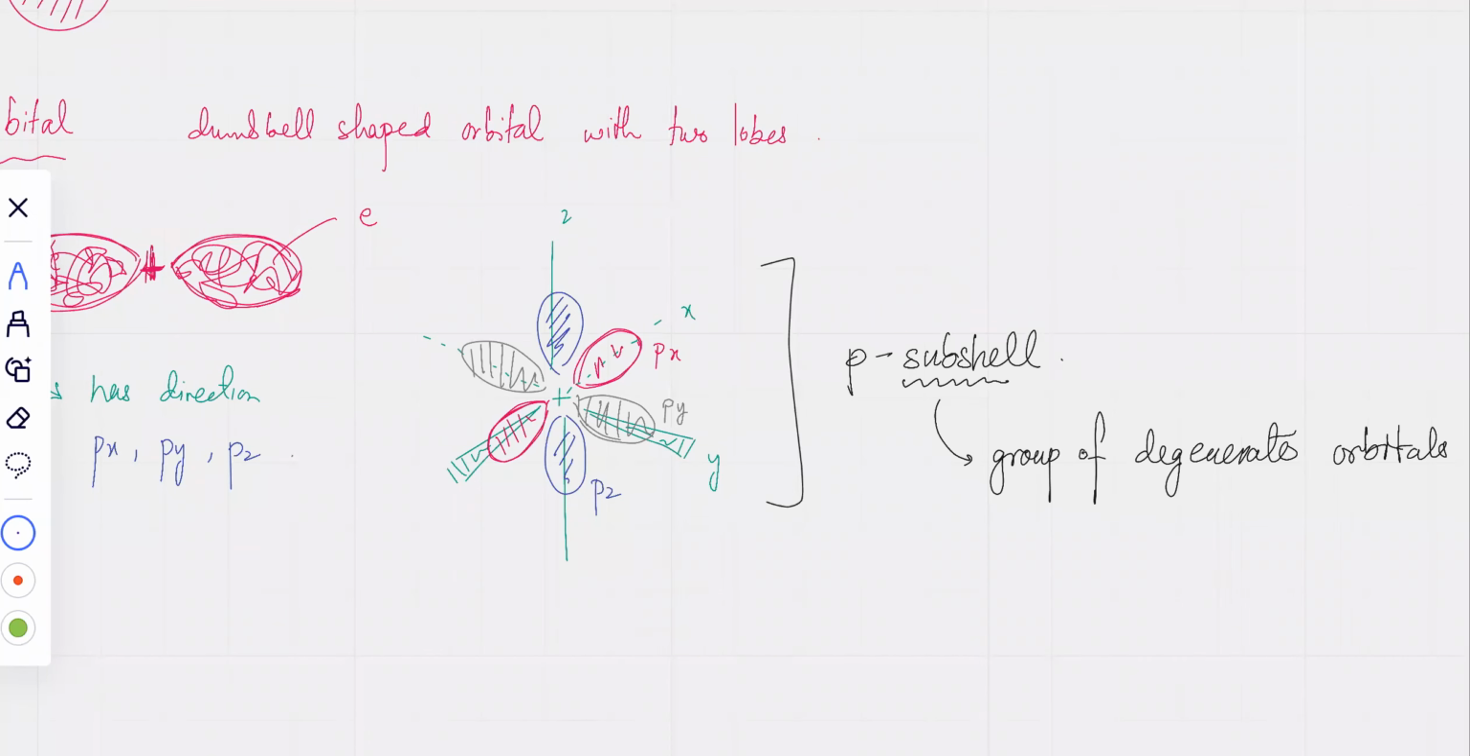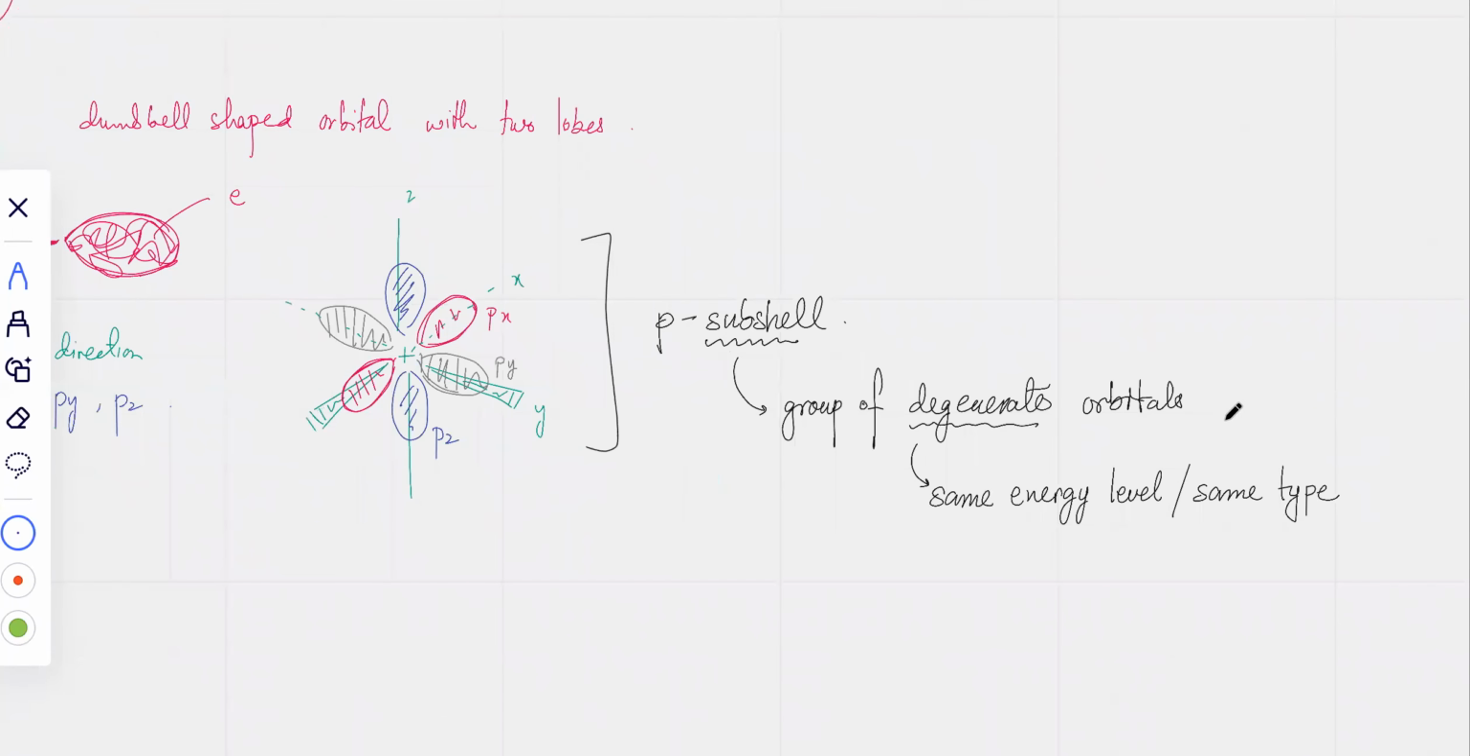Degenerate. What the word degenerate means is the same type. Correctly, it's basically the same energy level. We're going to come to energy levels later. Same energy level or type. So there is no difference between px, py, and pz. They're all exactly the same. But if you group them together, that's known as a subshell.